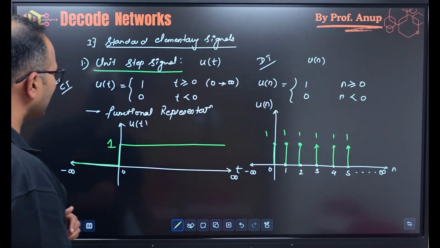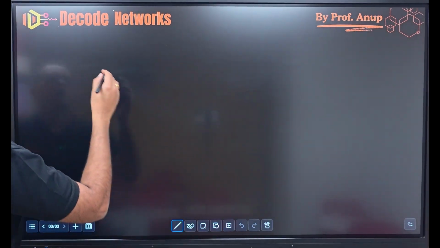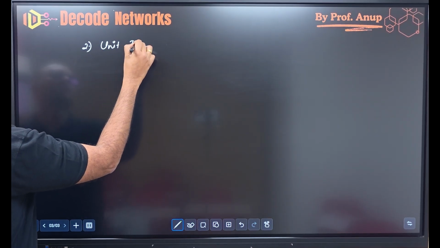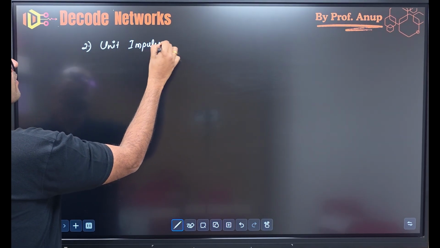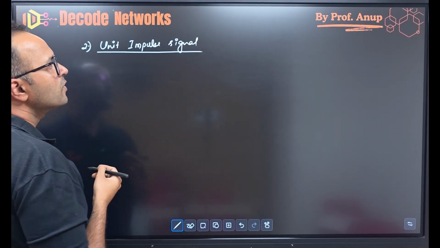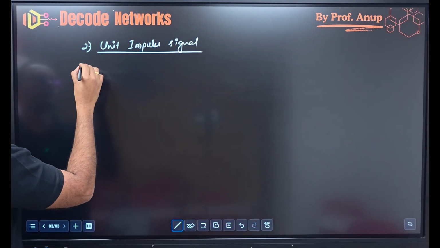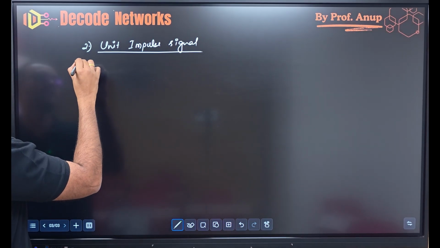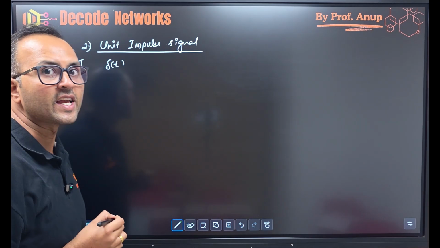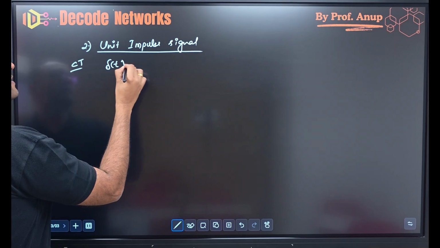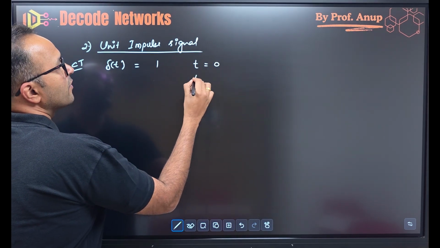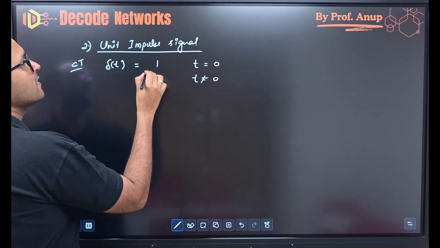Now let's go with the second signal. The second signal is unit impulse signal. What is unit impulse signal? Let's first say in the continuous time version. In CT, it is represented by del of t. Del of t is a signal which is having amplitude of 1 only at t equal to 0. So whenever t is not equal to 0, your signal is 0.